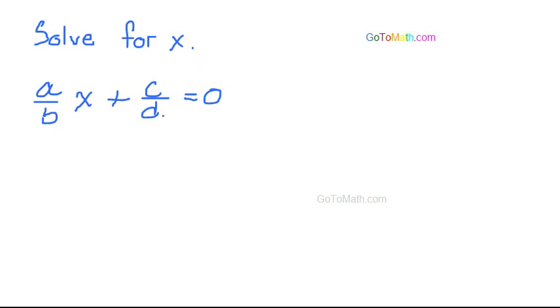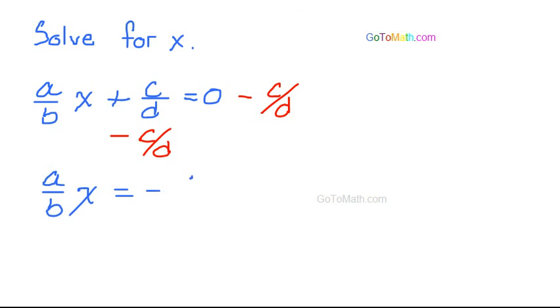So the first thing we're going to do is take this c over d. We've got to get rid of that. So we want to move all the constants to one side. We're trying to isolate x. Remember, that's what's going on in this problem. We're going to do that by subtracting c over d from both sides. That'll get rid of this guy here, and then we'll rewrite it. So we have a over b x is equal to negative c over d.